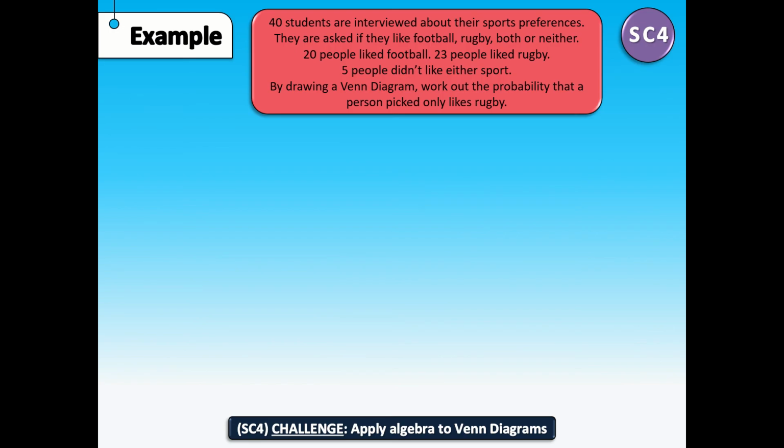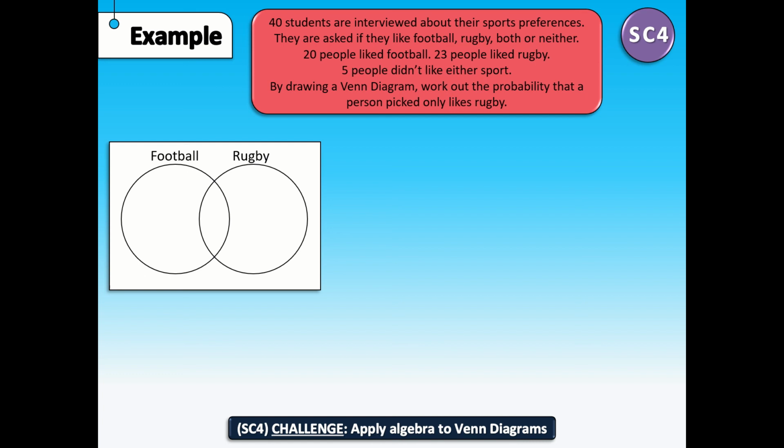So this question says 40 students are interviewed about their sports preferences. They're asked if they like football, rugby, both, or neither. 20 people said they liked football, and 23 people said they liked rugby. 5 people didn't like either sport. So we want to draw a Venn diagram and work out the probability that a person picked only likes rugby.